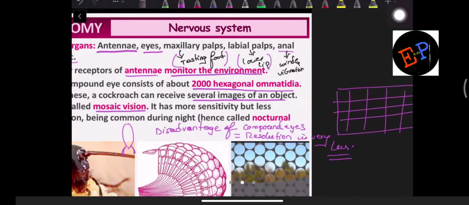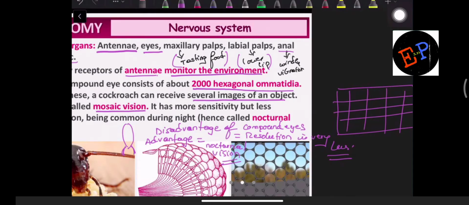But there is one advantage also. What is that? What is the advantage? The advantage is nocturnal vision. Nocturnal vision means they are able to see even at night times also. So this is the advantage of compound eyes. Do we have simple eyes or compound eyes? We have simple eyes, no?